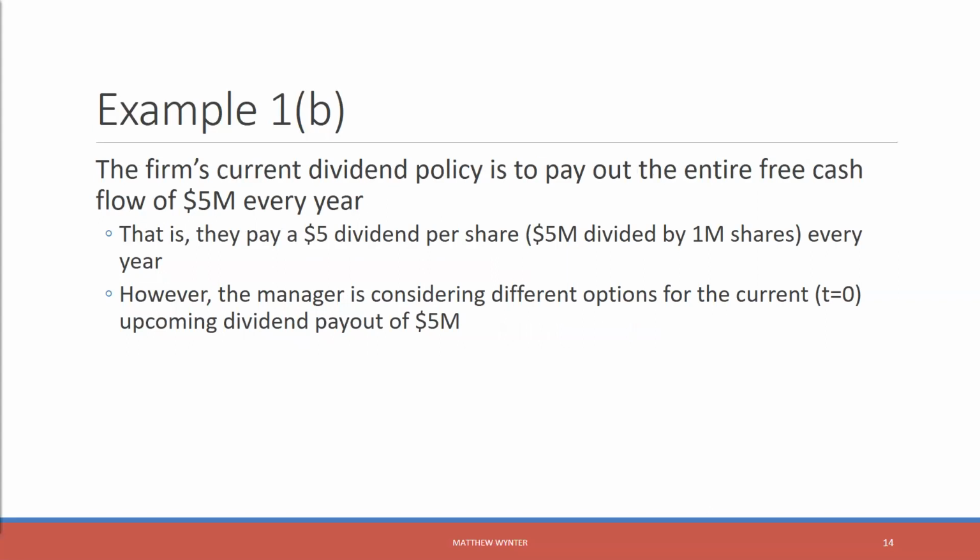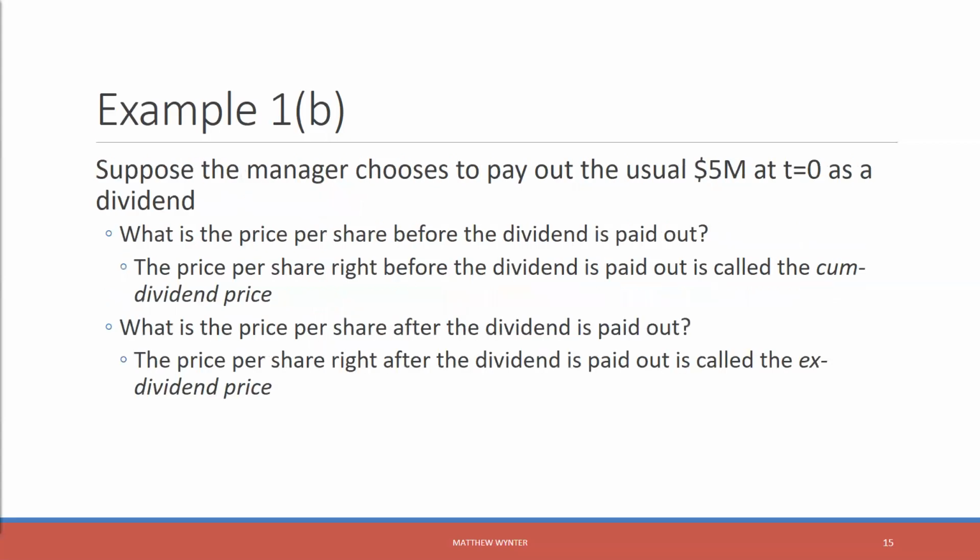The firm's current dividend policy is to pay out the entire free cash flow of $5 million every year. That is, they pay a dividend of $5 per share, 5 million divided by the 1 million shares, every year. However, the manager is considering different options for the current period, T0. So what is the manager considering? Suppose the manager chooses to pay out the usual 5 million at time T0 as a dividend.